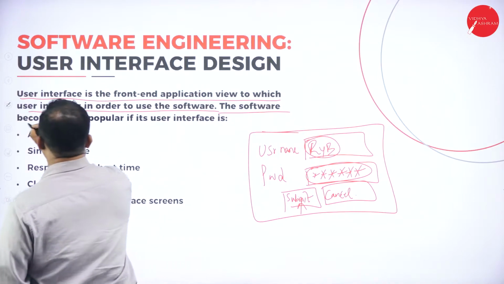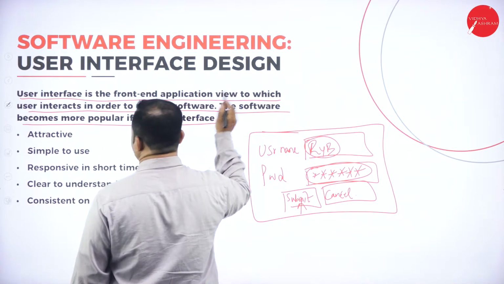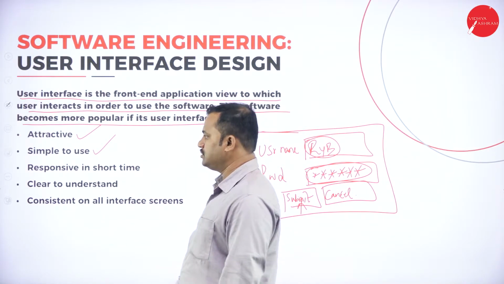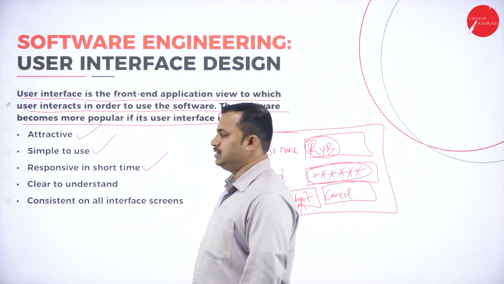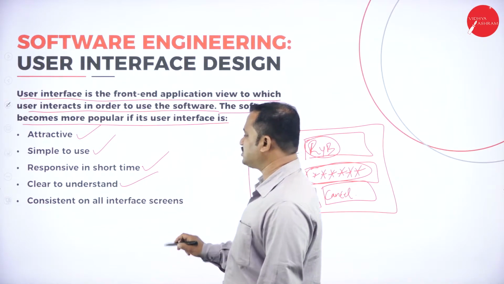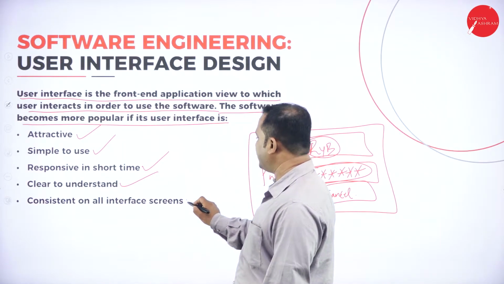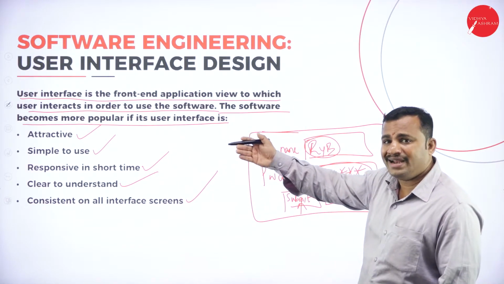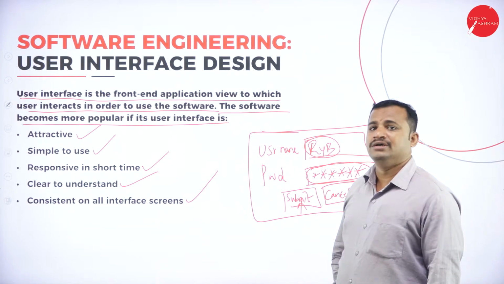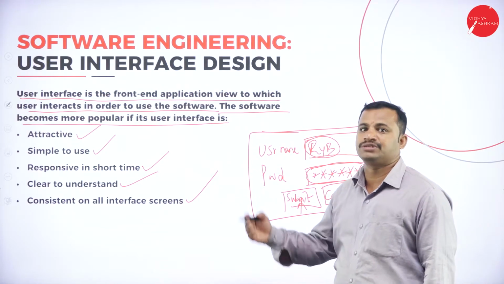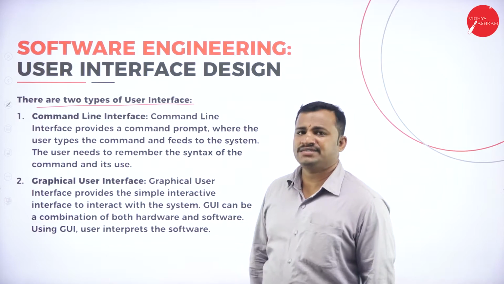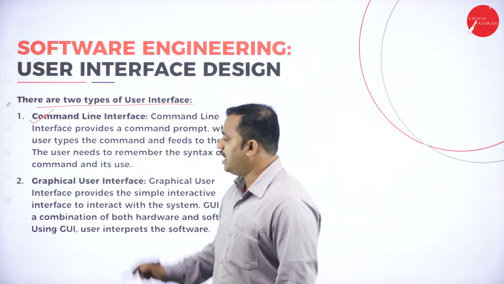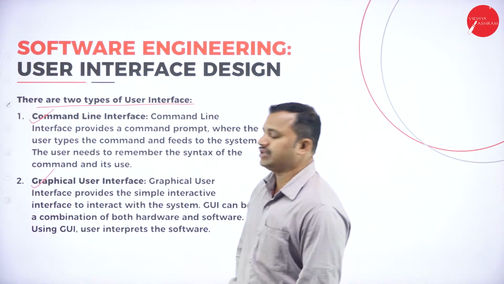So the software becomes more popular if its user interface is very attractive and it is very simple to use and responsive in short time and very easy, clear to understand, consistent on all interface screens. These are some of the properties, that means that gives an interesting point to insert the data into the system by the users. If that is the case, we have two types of user interface. One is command line interface and the other one is graphical user interface.